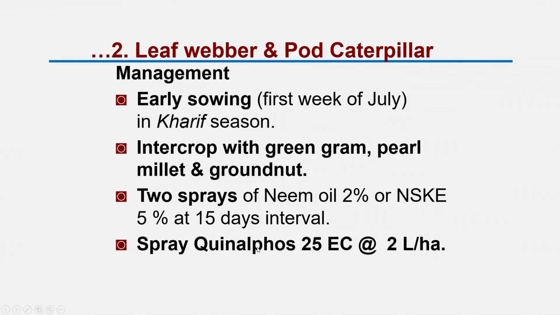How to manage the leaf webber and pod caterpillar? So, one option is that you should go for early sowing. First week of July is suggested in Kharif season. Then intercrop with green gram, pearl millet and groundnut, and 2 sprays of neem oil 2% or NSKE. NSKE is neem seed kernel extract. So, NSKE 5% at 15 days interval.